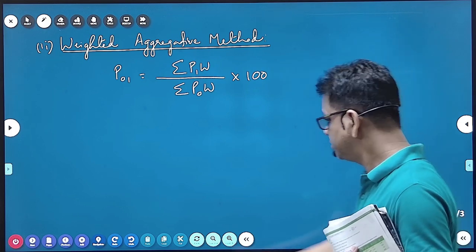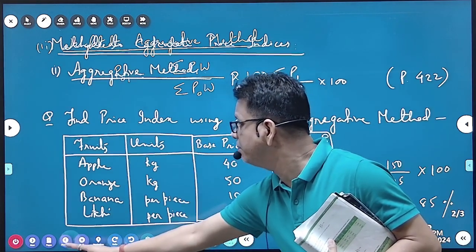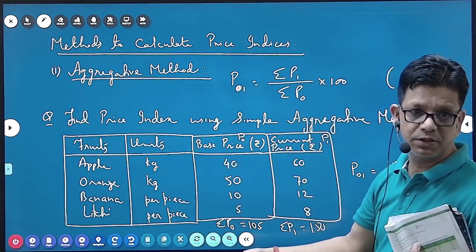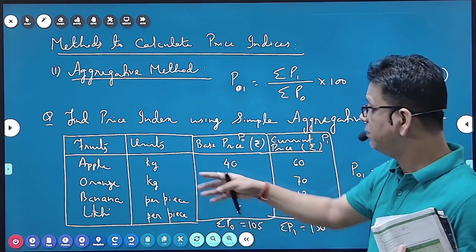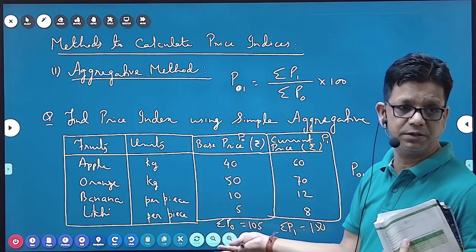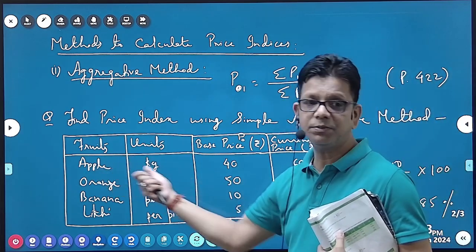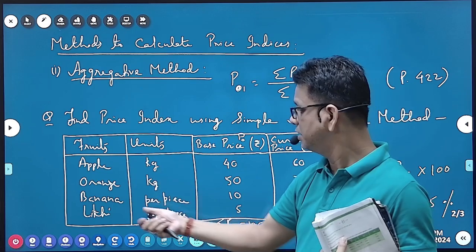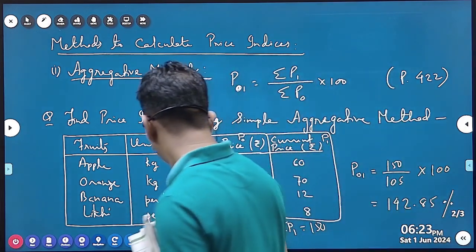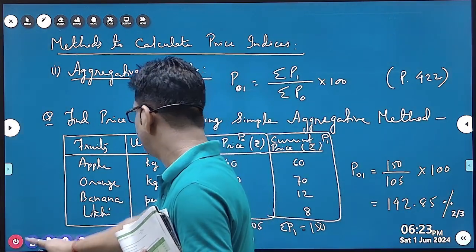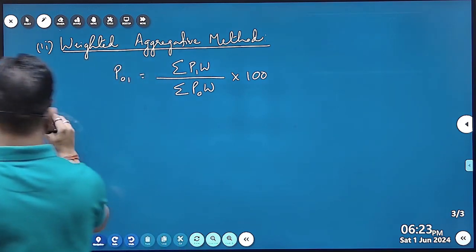Now P1, W means the weights. Weight means it's not kilogram or gram like that. Weight in statistics means how many times. So apple suppose 5, so 5 kg are bought. Banana suppose 10, so 10 pieces. That one will go by the units. So I just write one example, you'll try to do the example.